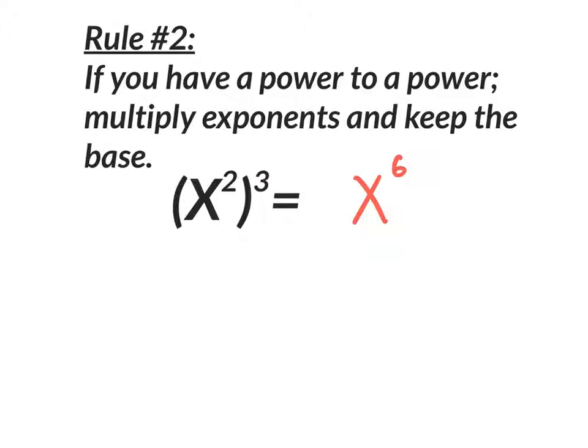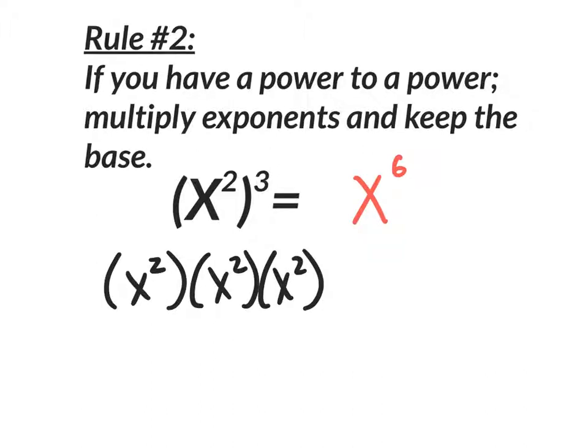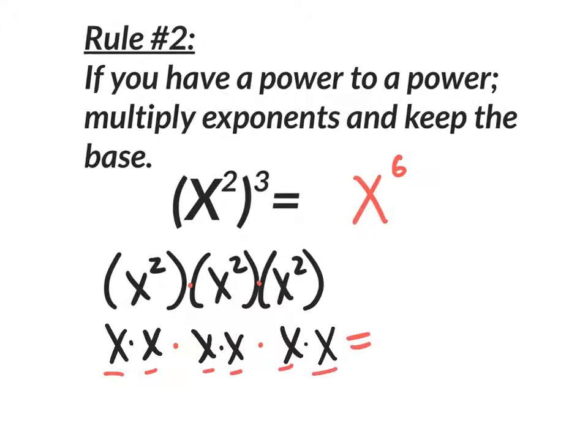So let me just write that out. Since it's in parentheses, I'm going to write it in parentheses. There's my expansion, x squared times x squared times x squared. That is really x squared to the third, right? Now, what is x squared? X squared is really x times x. And of course, there is multiplication between these parentheses, so there's multiplication between these pairs of x's. So you really have x times x times x times x times x times x, which is a total of 6. That's why the answer is x to the sixth.